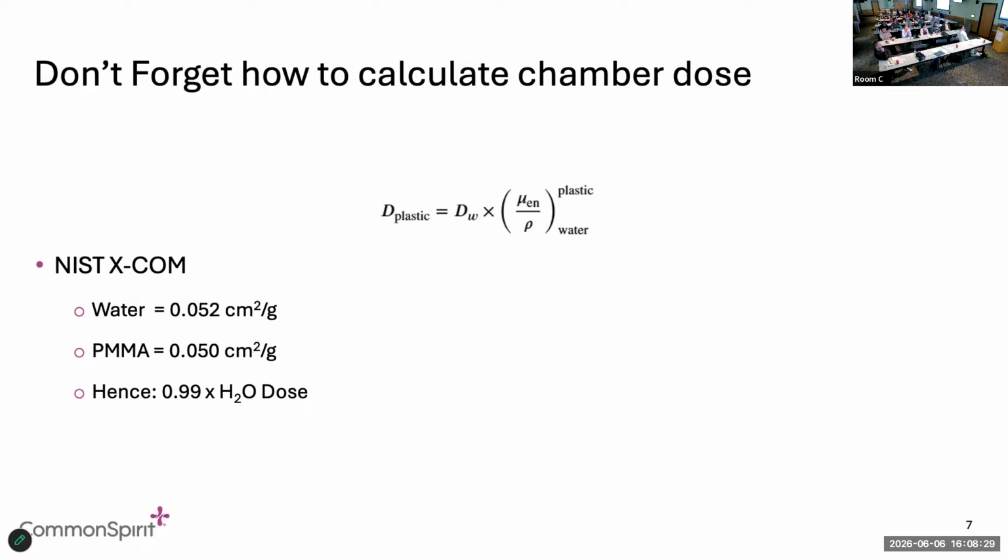But some people will say, okay, well, let me just calculate the chamber as being water. Well, in that case, you don't need to do anything. But just remember what you're doing when you're calculating, because your chamber is calculated for water.